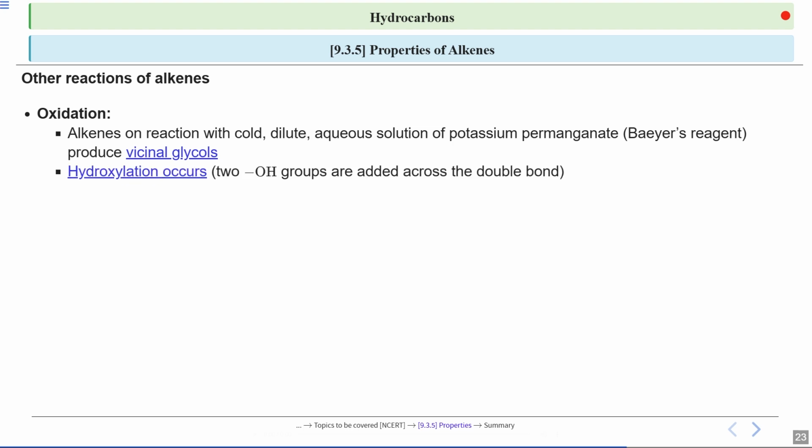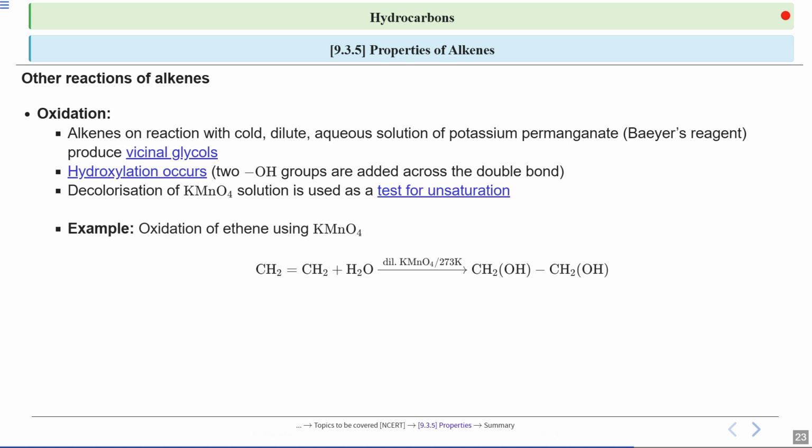Next, hydroxylation occurs. So, we also name this reaction hydroxylation, where the two OH groups are added on adjacent carbons. Now, this oxidation process, which is specifically with KMnO4, is again used for the test of unsaturation, and therefore we call potassium permanganate Bayer's reagent. Previously, we had the test for unsaturation using the halogen X2, where bromine water has a reddish color, which was decolored due to addition of two bromines across the alkene double bond.